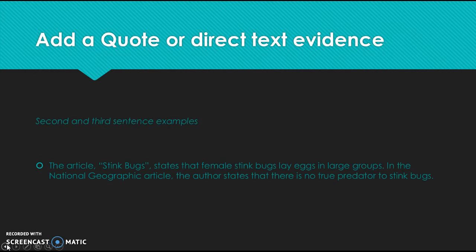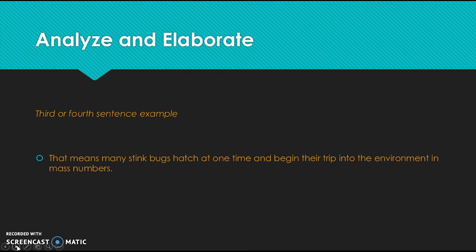So I am using inferencing in my analyzing and elaboration. I am able to say that my text means many stink bugs hatch at one time and begin their trip into the environment in mass numbers. I was able to tell that from the information that I read.